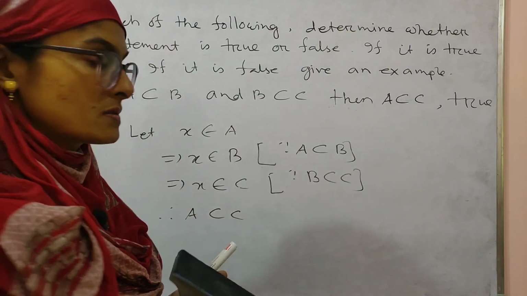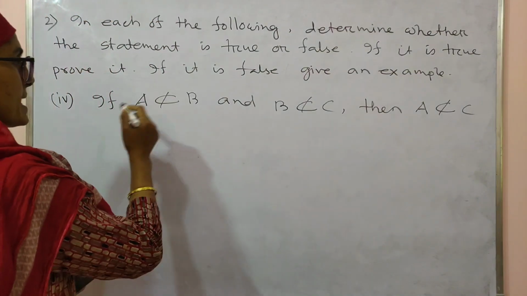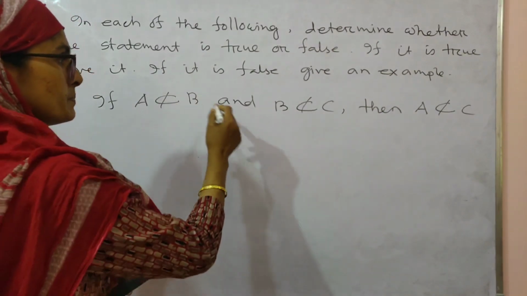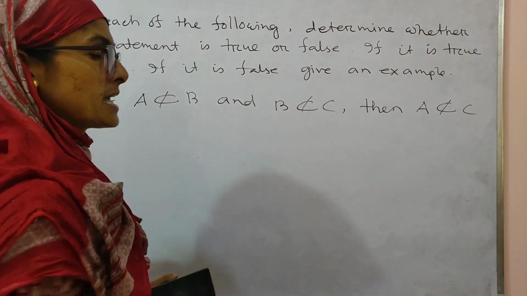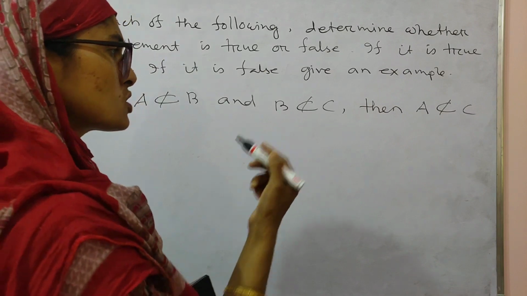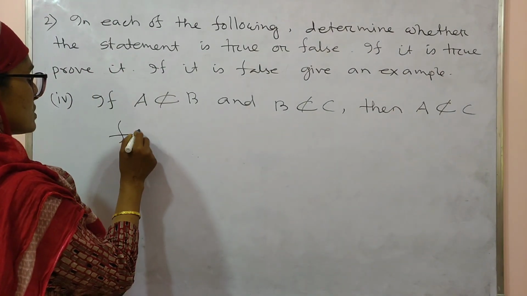So you can write the notes. Number 4. If A is not a subset of B and B is not a subset of C, then A is not a subset of C. So this one is false.